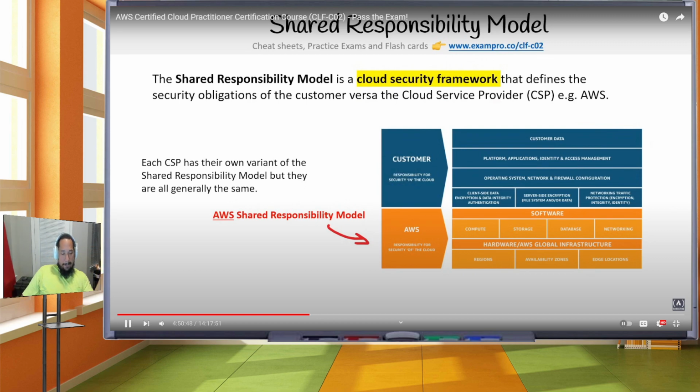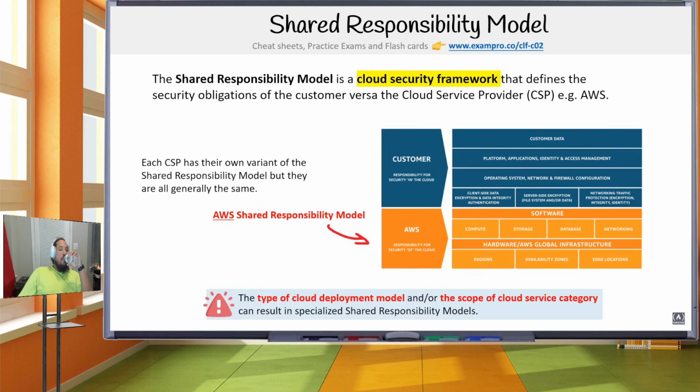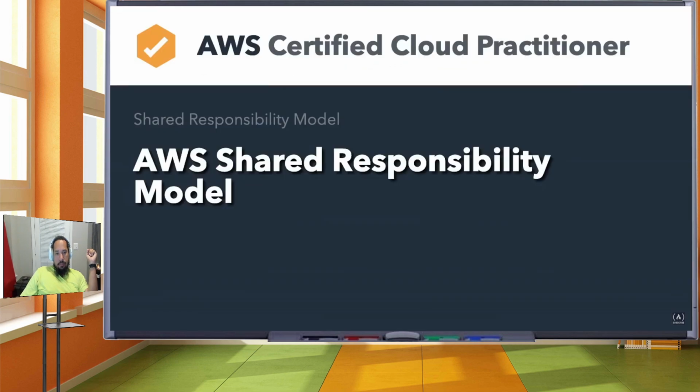And so just to make sure that you have well-rounded knowledge, I'm going to go beyond the AWS's shared responsibility model and just show you some variants. There's also variants not just per CSP, but also the type of cloud deployment model. And sometimes these are also scoped based on a cloud service category like compute or machine learning. And these can result in specialized shared responsibility models. So that's what we'll look at in this section, okay?